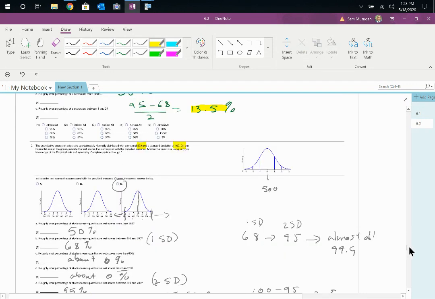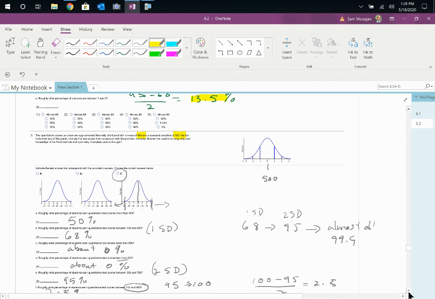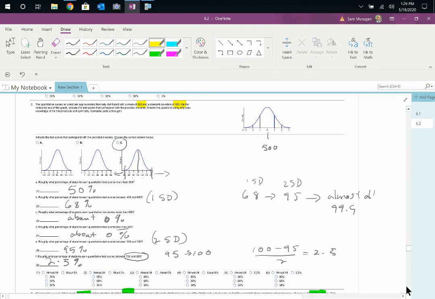Very straightforward questions. In the next question, we have the quantitative score on a test approximately normally distributed with a mean of 500 and a standard deviation of 100. On the horizontal axis, indicate the correct scores, which provide these scores, and answer the question using your knowledge of the empirical rule and symmetry.